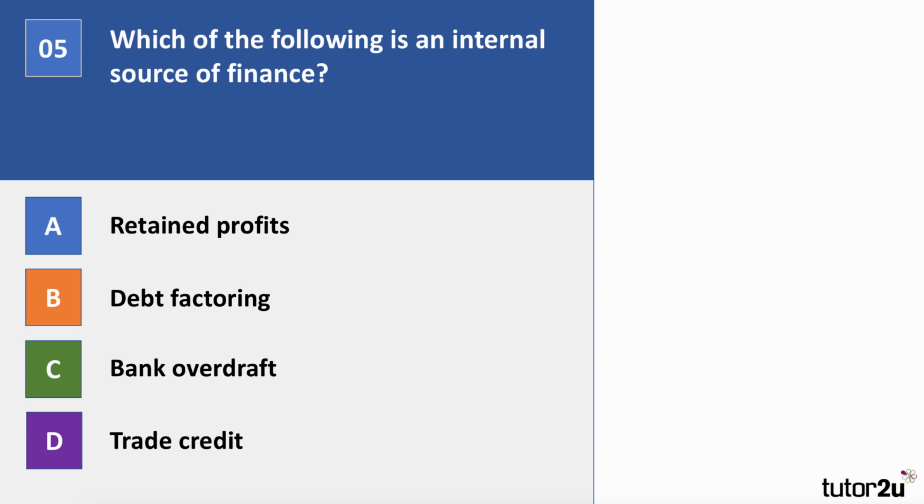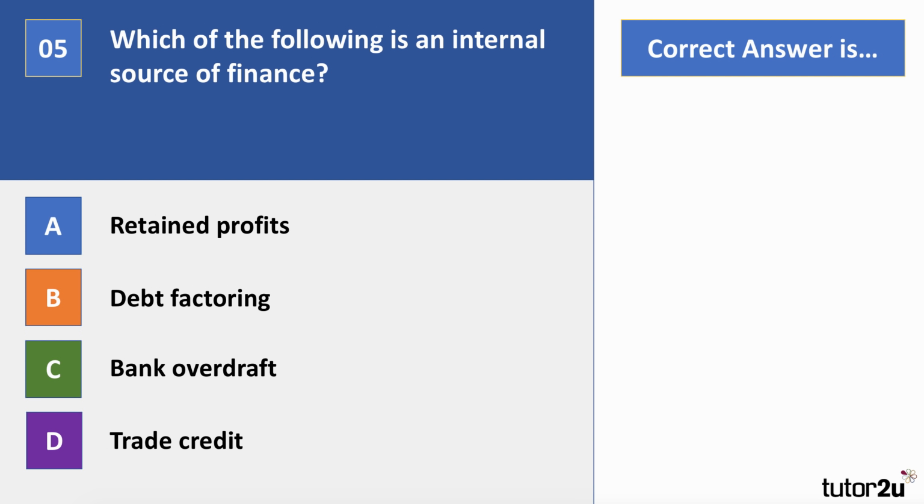When you're looking at sources of finance, a distinction can be made between internal, i.e. generated by the business from within the business, and external, sources of finance that are provided by organisations that are external to the business. So in this case, relatively straightforward, the answer here was A, retained profits. The profits that are earned by the business but retained in the business rather than paid out to shareholders as dividends. So internal source of finance, retained profits. The rest are all external.